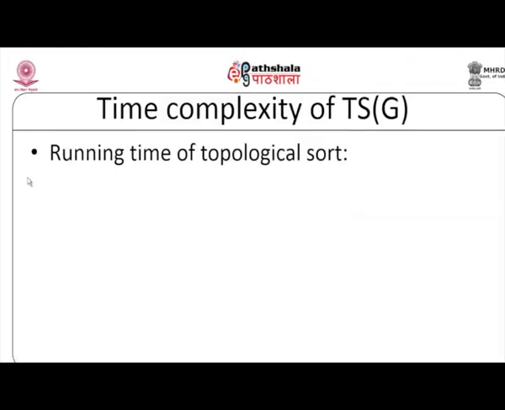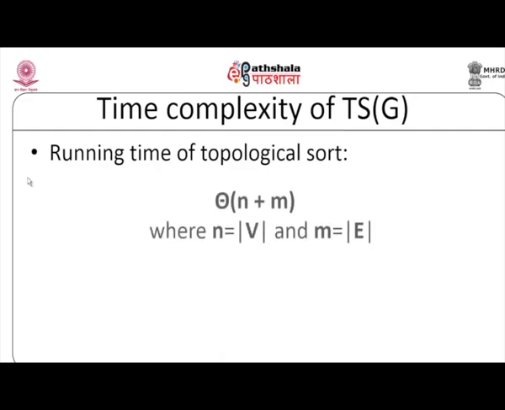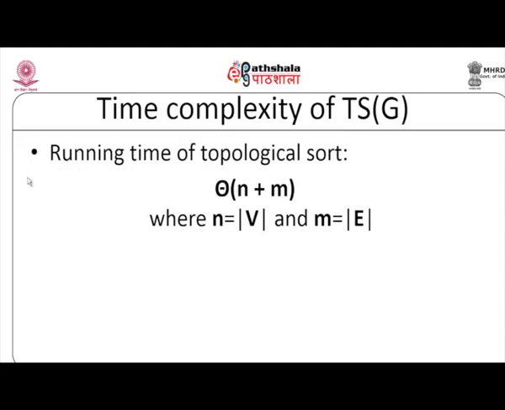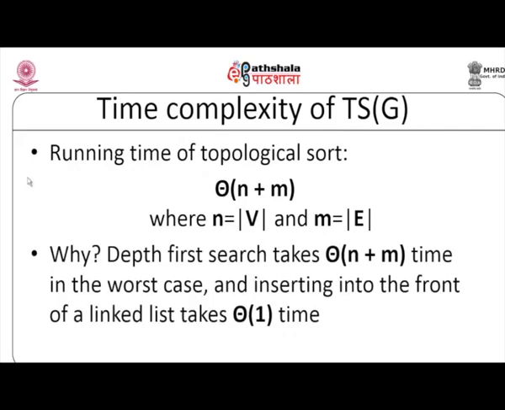Now, let us look at the time complexity of the topological sorting of a graph. So, the running time of the topological sort will be the order of n plus m, where n is the number of nodes or vertices and m is the number of edges. Okay. Now, why? Because depth first search takes O(n plus m) time in the worst case, and inserting into the front of the list takes only about constant order.